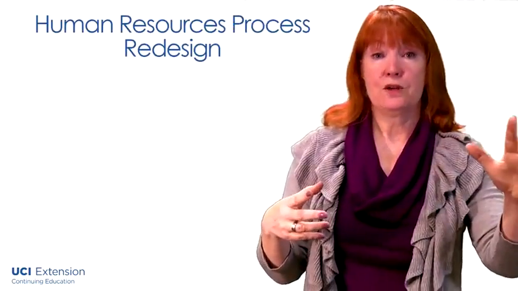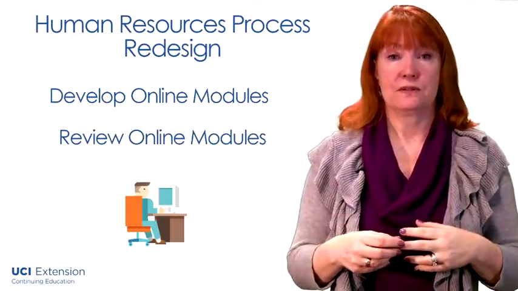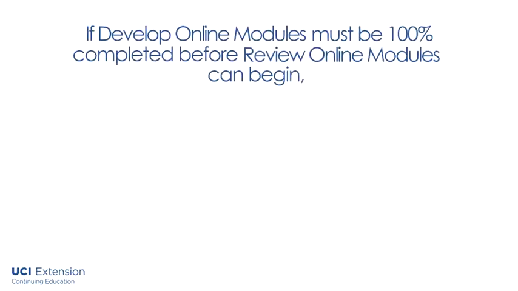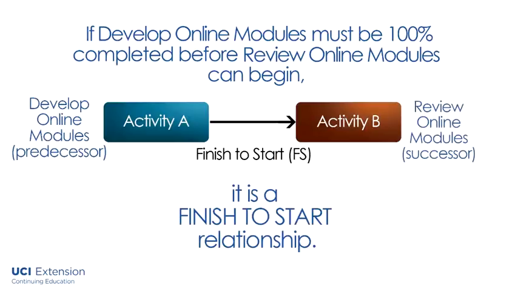Now, beyond mandatory, discretionary, and external, there's also the relationship between two pieces of work. So going back to our human resources process redesign, let's say we develop online modules and review online modules. If develop online modules must be 100% completed before review online modules can begin, that is called a finish to start relationship. Develop online modules is the predecessor, and review online modules is the successor.